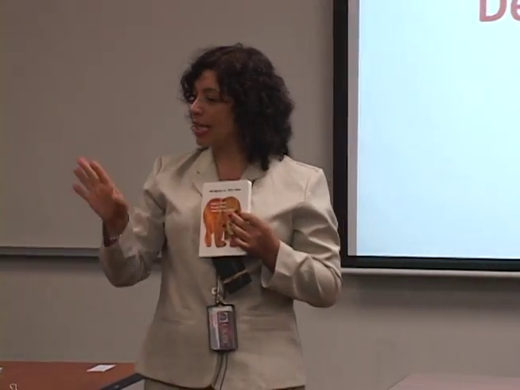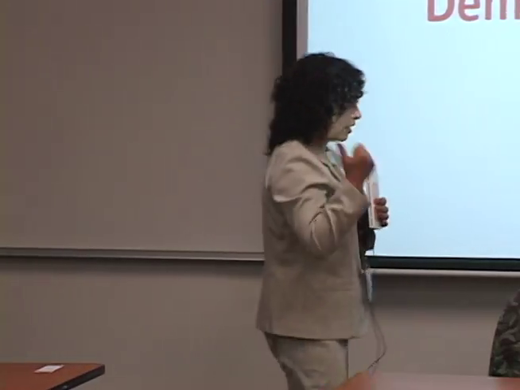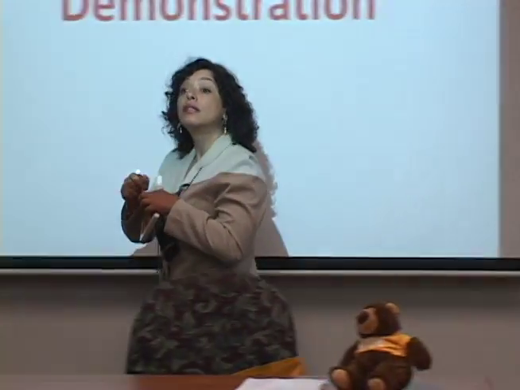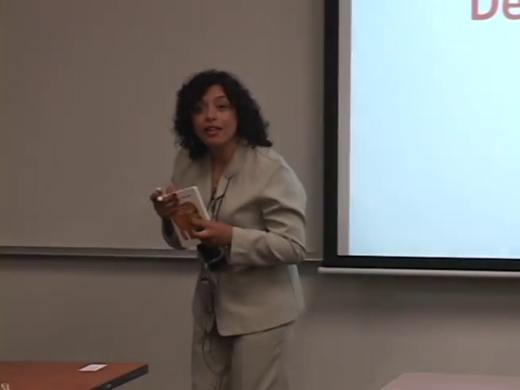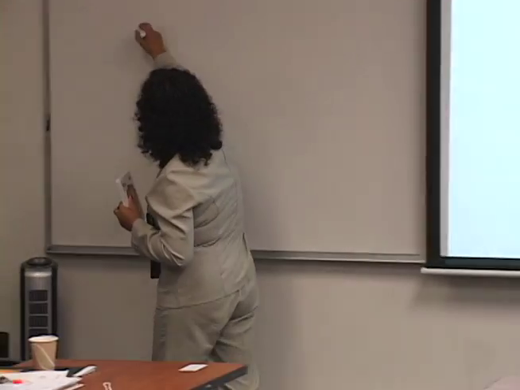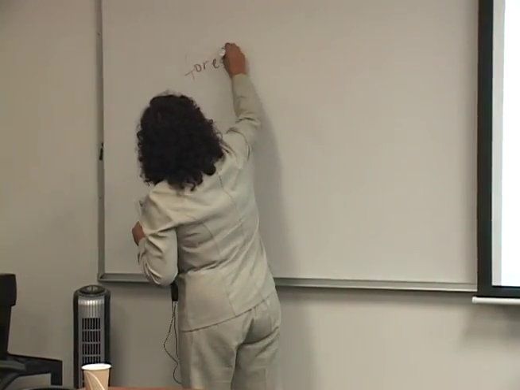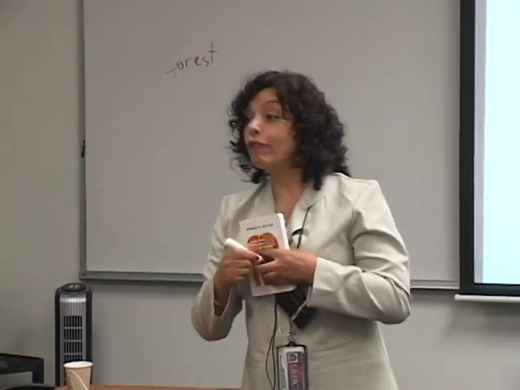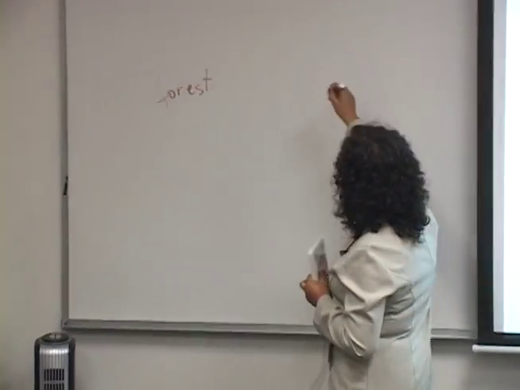Anyone wants to guess what Brown Bear can see? Can you give me ideas? What do you think is going to be in the book? Forest. A forest. Okay. What else? What animals do you think there will be in the story? Foxes? A fox? All right. Any other?